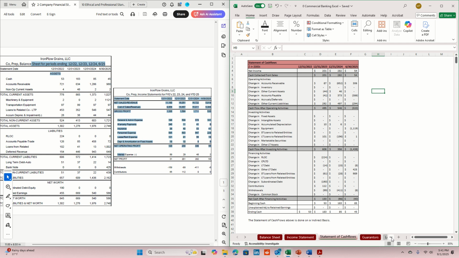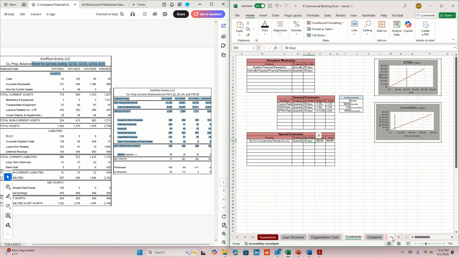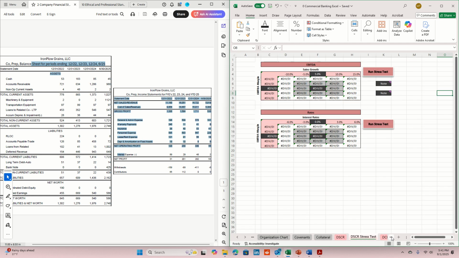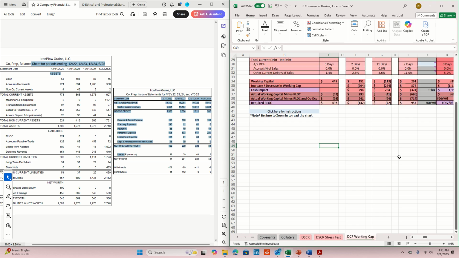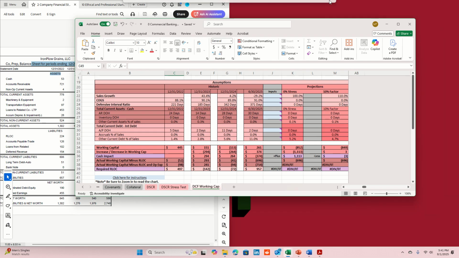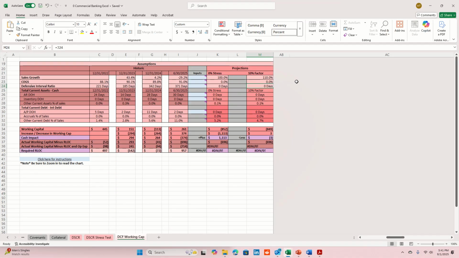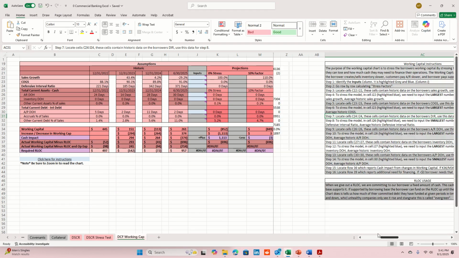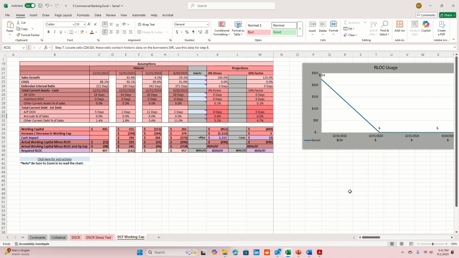So after you finished filling out the balance sheet and income statement, and remember there's videos explaining how to do that, I want you to go all the way to the right to the tab titled DCF Working Capital. That means discounted cash flow working capital. And I'm going to explain what's going on here to you before I actually start working on it. Okay?